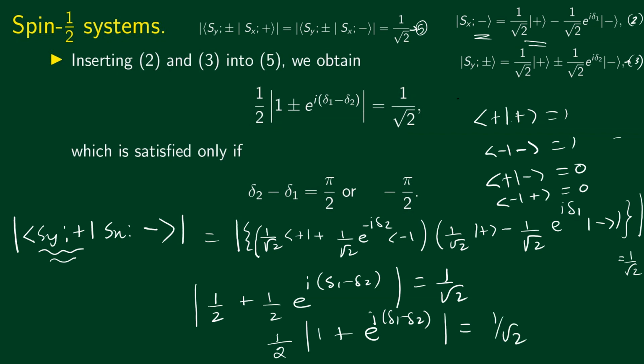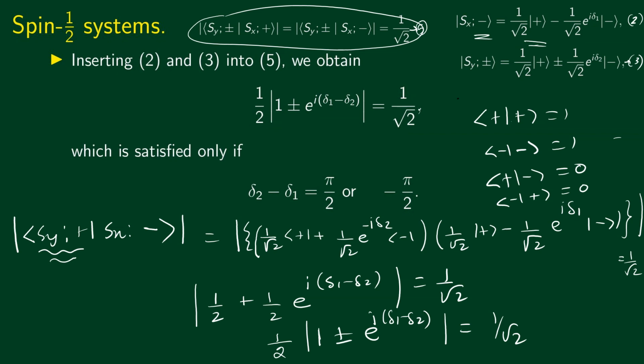Okay, I have made use of one of the relations. You can make use of the other relation. This is what we did. You could do the same thing with minus also, and we will see that you can also get another relation with the minus sign here. So this is the condition. This condition boils down to 1 by 2 modulus of 1 plus or minus e raised to i(delta 1 minus delta 2) is equal to 1 by square root of 2.